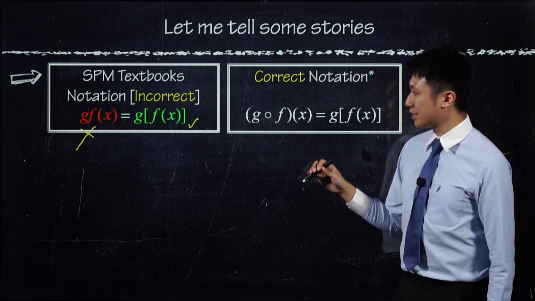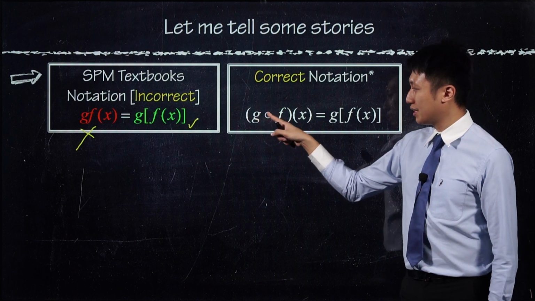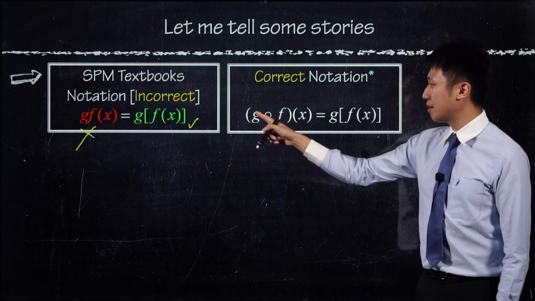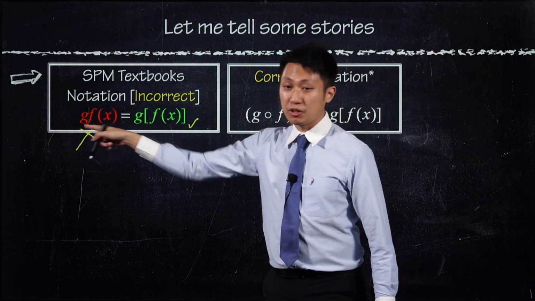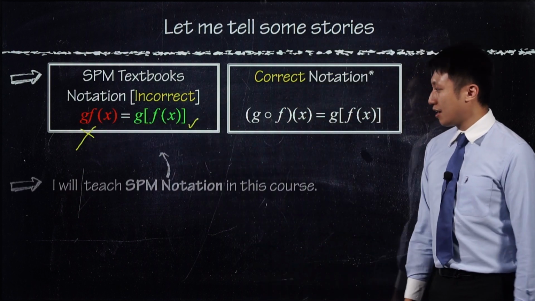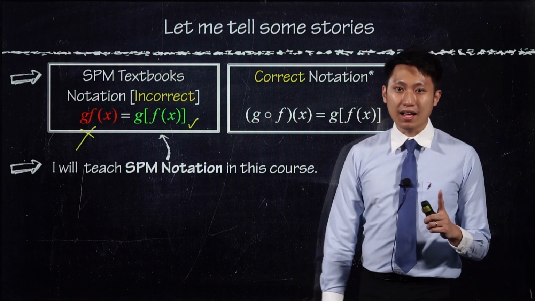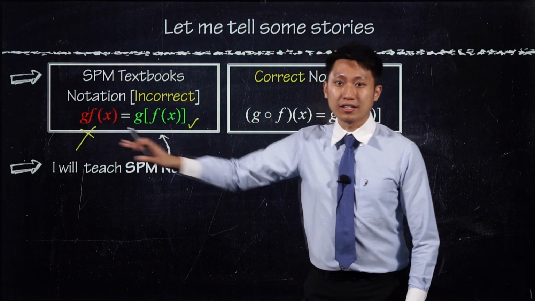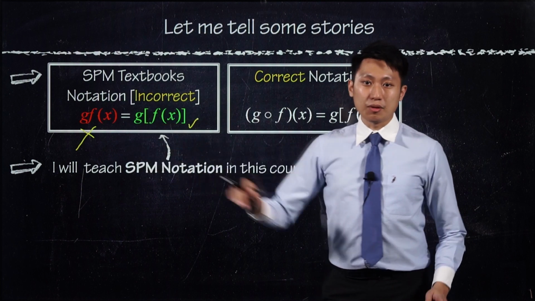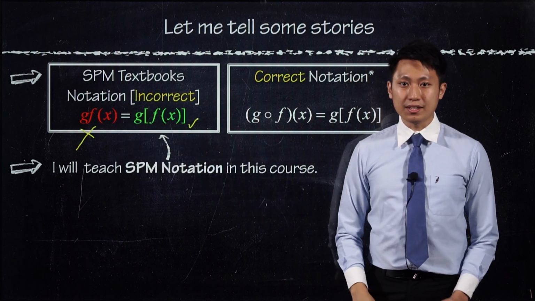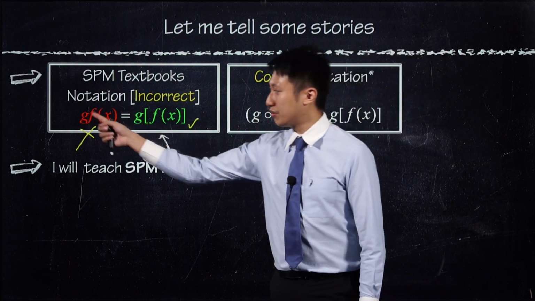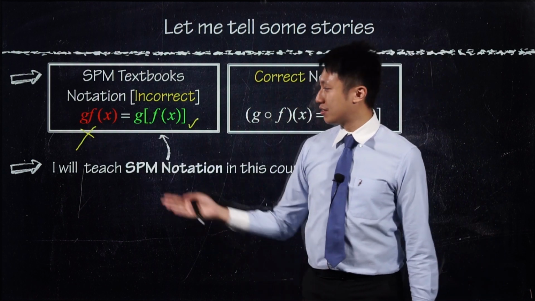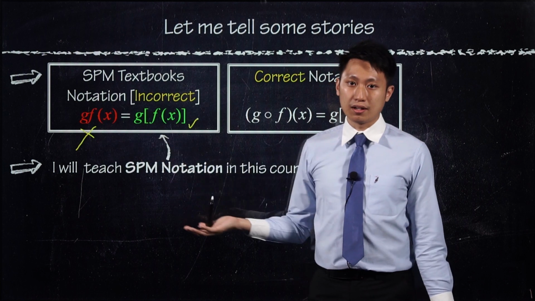The correct one is actually g composite, there's a circle in between, then f. Then you have to bracket and say it's x, or else it means multiplication. But you know what? I will teach you whatever your book is telling you, because even the SPM exam is also asking you in this form. So I have to teach you this way. I have no choice.